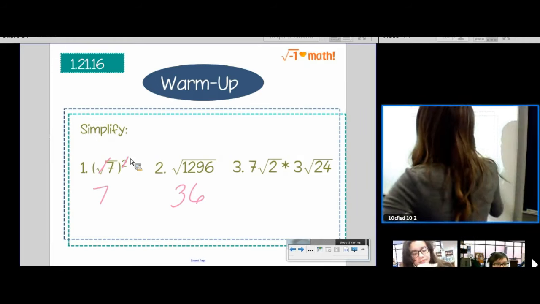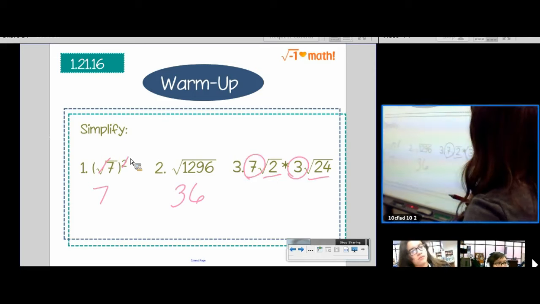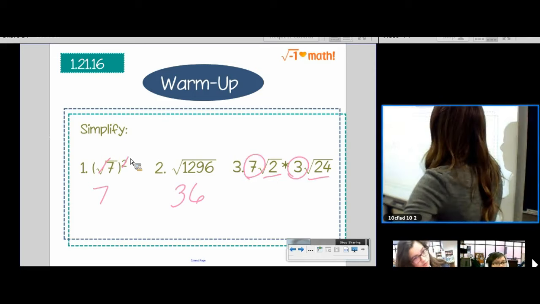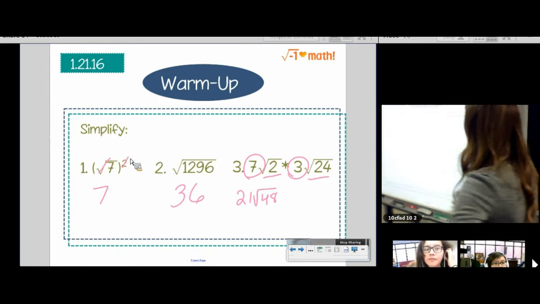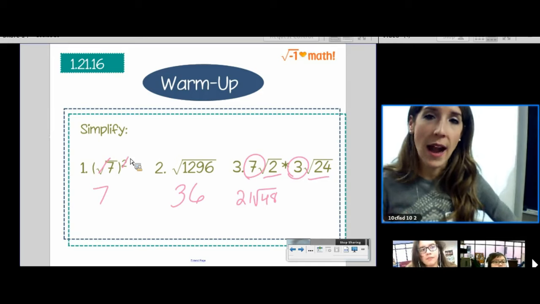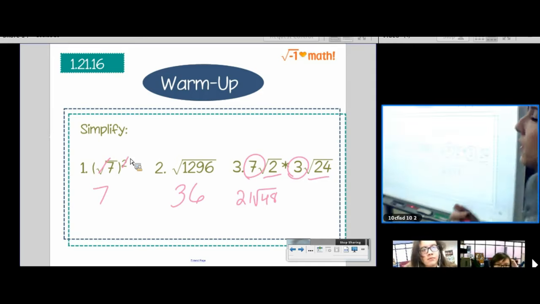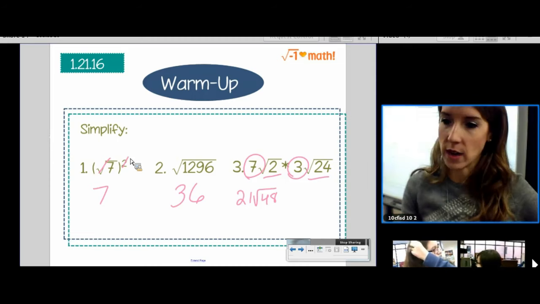All right, number 3. We're going to multiply the numbers on the outside separate from the numbers on the inside of the radical. 7 times 3 is 21. 2 times 24 is 48. And then we know that we are not done when our radicand still has perfect squares in it. So we need to factor tree the 48, or in other words, simplify the 48.